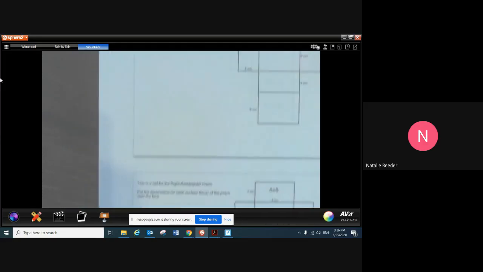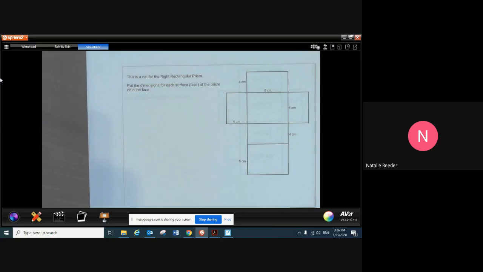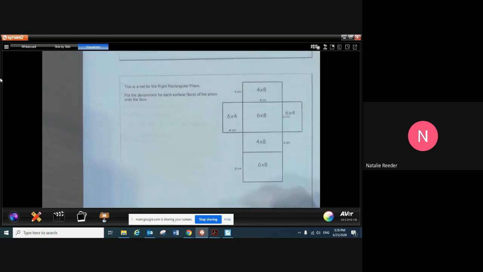Now, if we are asked to put the dimensions for each surface, so each face of the prism, onto the face, well then this is what it would look like. We learned in the first lesson that the area of a rectangle is length times the width. So if I wanted to find the area of just this rectangle, it would be the length times the width. These are the dimensions, 4 times 8. The middle one, the length is 8, the width is 6. So 6 times 8 would give me the area of this rectangle.